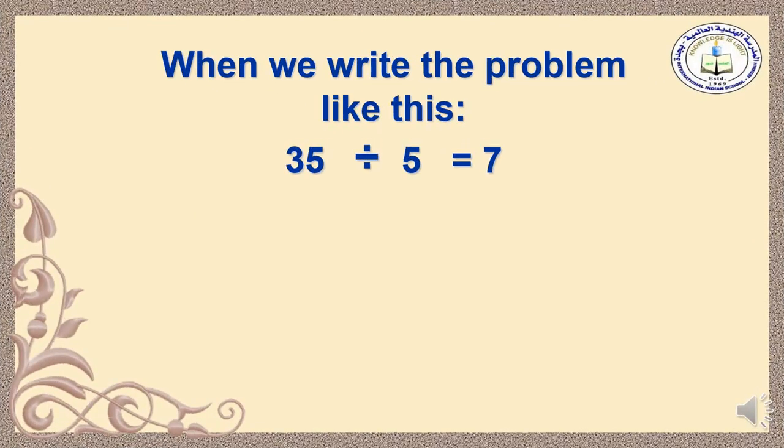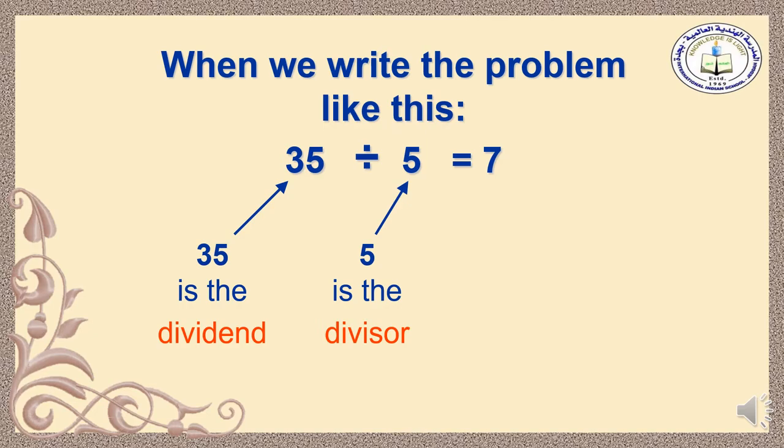When we write the problem like this, 35 divided by 5 equal to 7, we have learned how to name these terms in our previous lesson. 35 is the dividend, right my children? 5 is the divisor. 7 is the quotient, which is the answer.